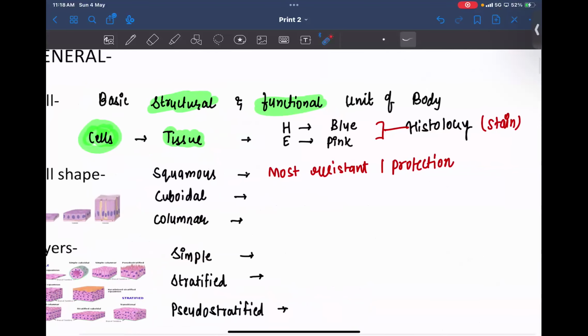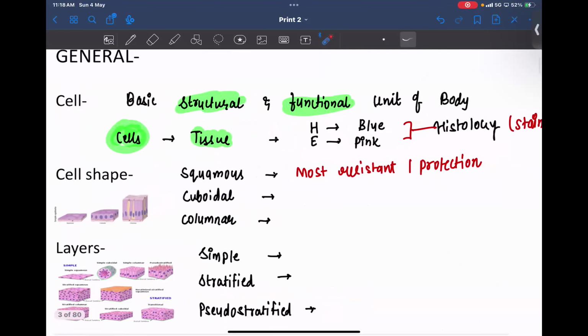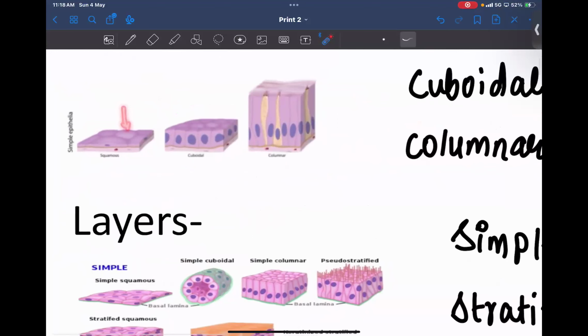Eosin staining. This is going to be hematoxylin, and this is going to be eosin staining, right? And this particular picture that you are seeing, what is this particular cell? This is going to be your squamous cell. This is going to be your cuboidal cell, and this is going to be your columnar cell. So we are having three types of cells: squamous cell, cuboidal cell, and columnar cell.